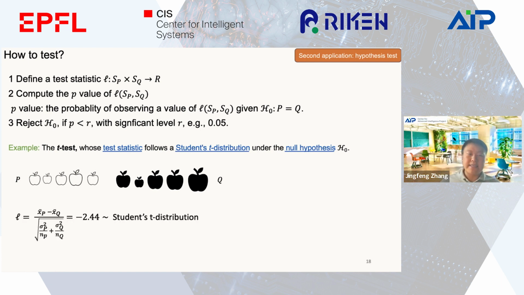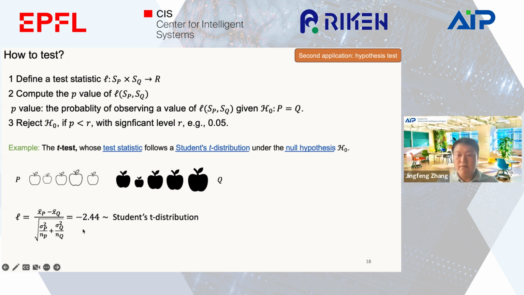Firstly, we calculate the test statistic. This is a t-test. X_P bar is the average of these 5 apples. X_Q bar is the average of these 5 apples. Sigma_P is the standard deviation of these 5 apples. Sigma_Q is the standard deviation of these 5 apples. N_P equals 5, N_Q equals 5.